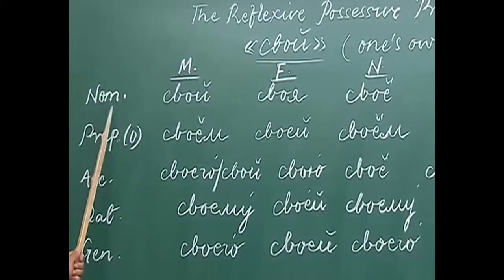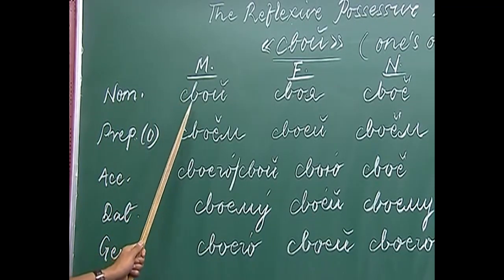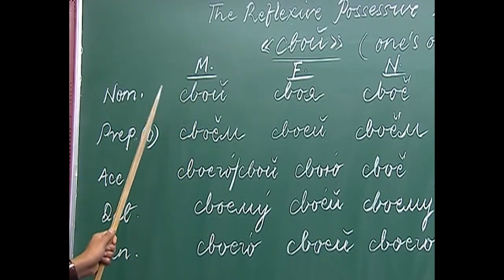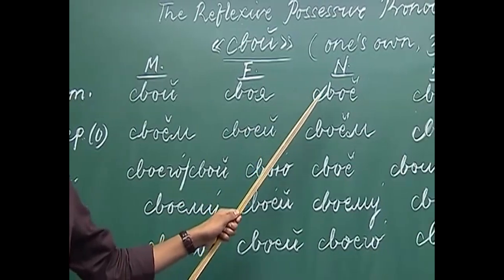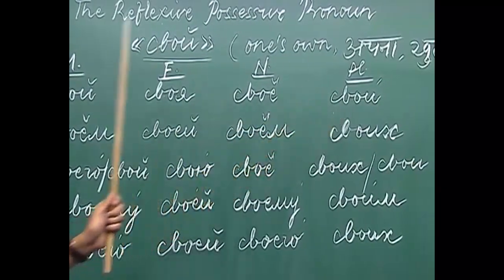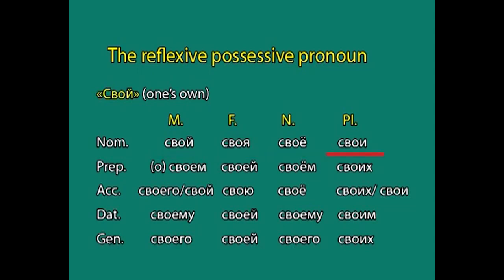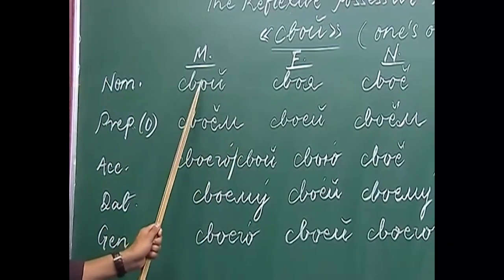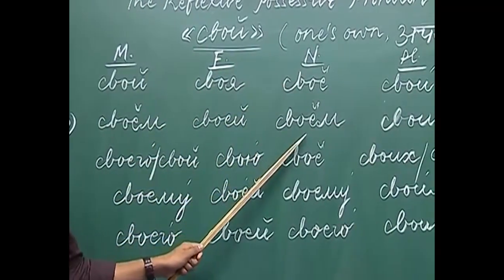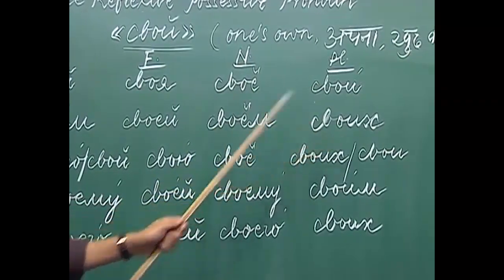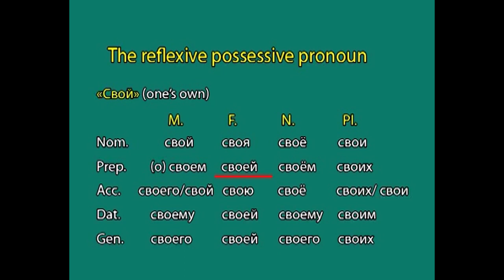Then in the nominative case, masculine, the form is свой, feminine becomes своя, in neuter своё and in plural свои. In the prepositional case it becomes своём, своей, своём, своих. So, своём masculine, своей feminine, своём neuter and своих plural in the prepositional case.